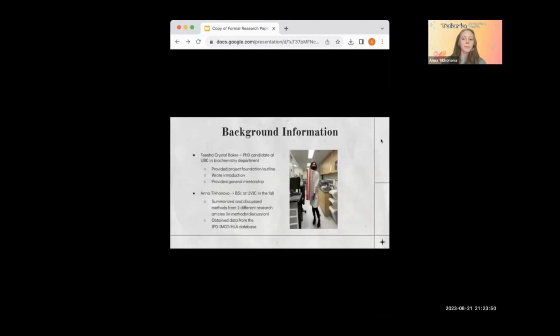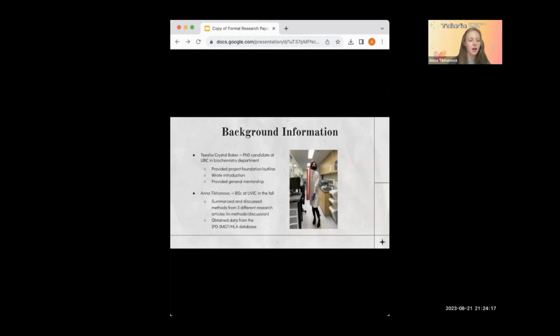To start with some background information, my mentor, Tisha Baker, is a PhD candidate at UBC in the biochemistry department. Here she is pictured on the right, working in a lab. In the span of our project, she has provided the paper's foundation and given me an outline. She's written up the introduction and provided general mentorship to me.